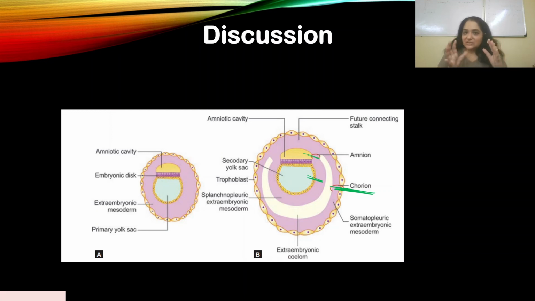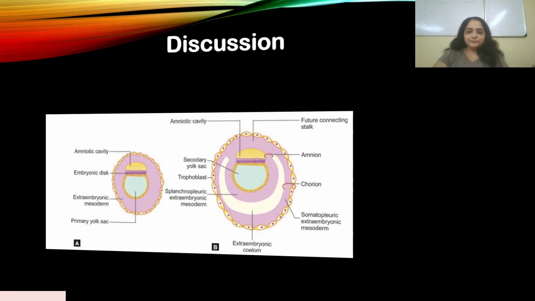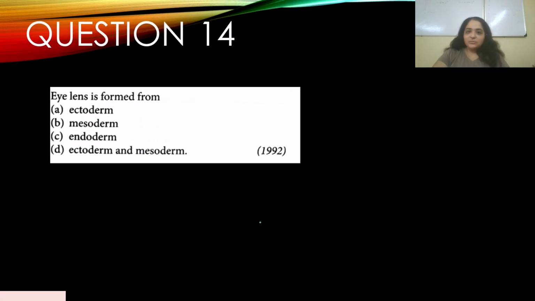Intraembryonic mesoderm, I just discussed how that is divided further from the notochord area, but don't worry too much about that. Worry about extraembryonic mesoderm. You need to know how extraembryonic mesoderm gives rise to definite structures: the amnion, the chorion, the chorionic plate. You need to know what it is and how that develops into the placenta. Clear? Let's move on.